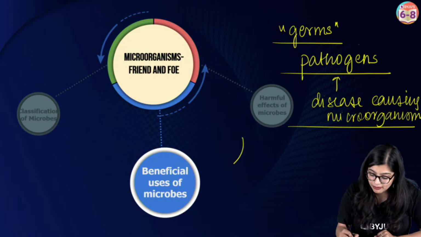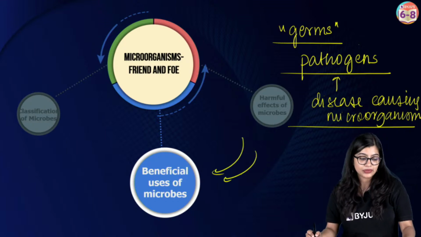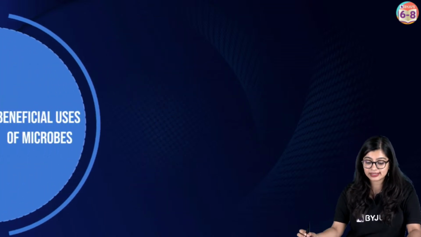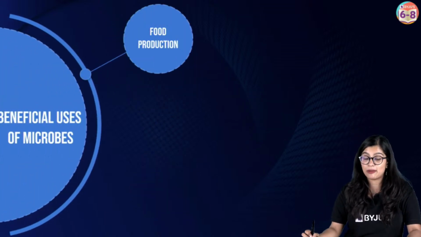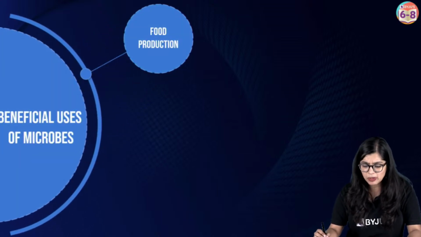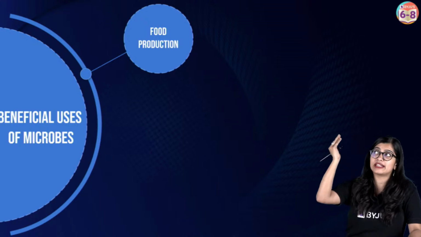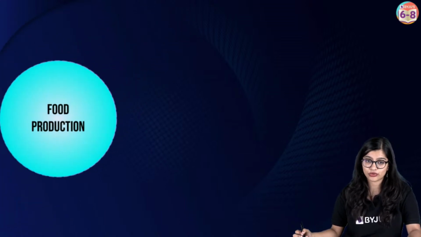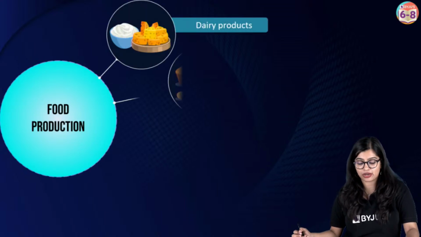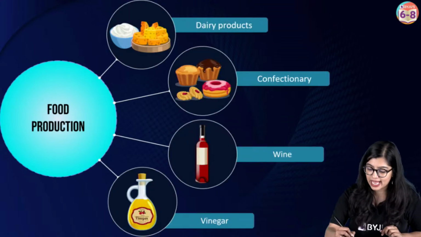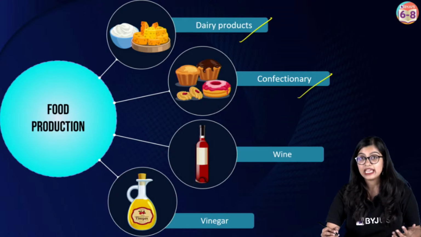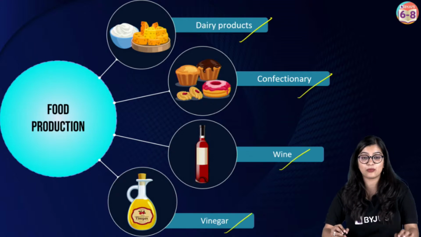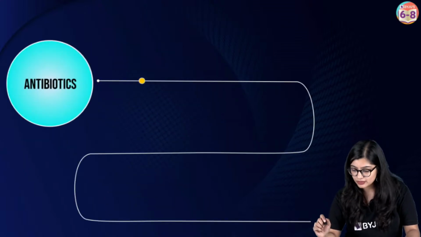But many of them are beneficial to us. We will understand how they are beneficial. They help us with food production, they help in the medical industry, they help in agriculture, and so on and so forth, right? So let's understand food production. In food production, they help in manufacturing dairy products, baking goods, wine and vinegar as well, right? Now we will understand this one by one, okay?